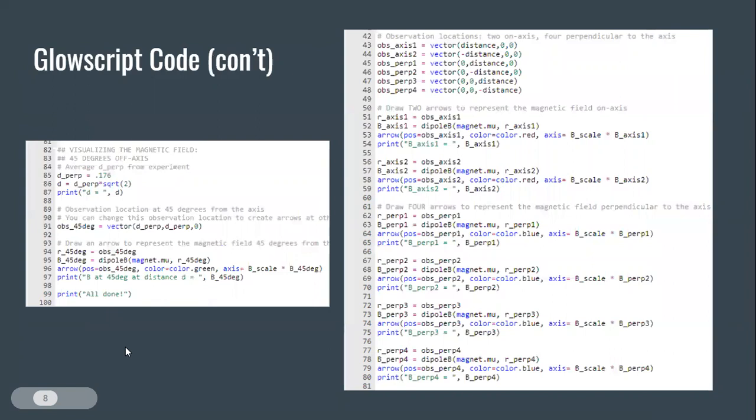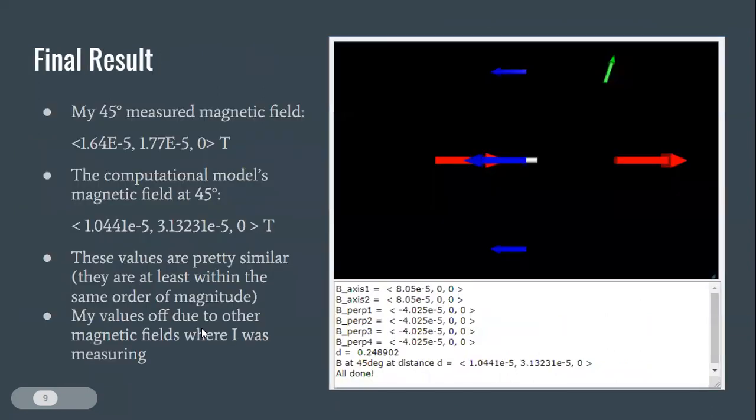Here's a continuation. This was just the visualization of the model. You can see all of the arrows. We drew 4 perpendicular and 2 on the axis of the magnet, defined on the right, and on the left here, we have also the arrow that goes at a 45-degree angle. So here are the final results. We can see that the perpendicular values for our magnetic field are about half the magnitude of the axis ones, and they're in the opposite direction, which makes sense with the Biot-Savart law.